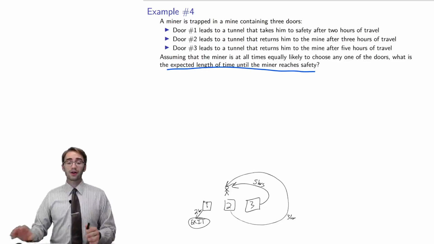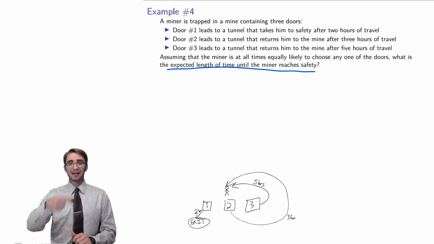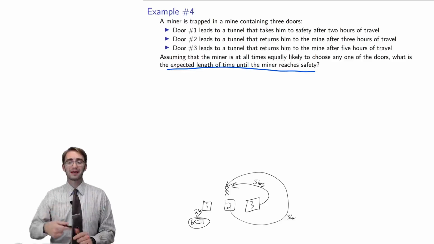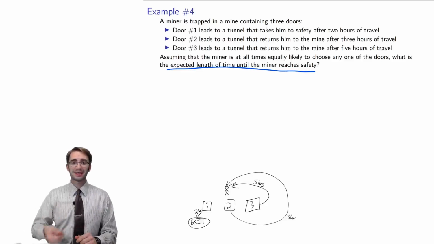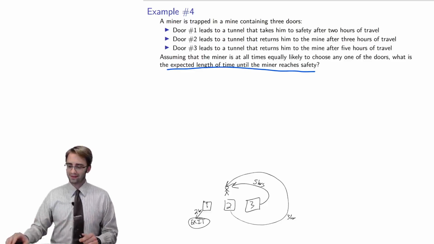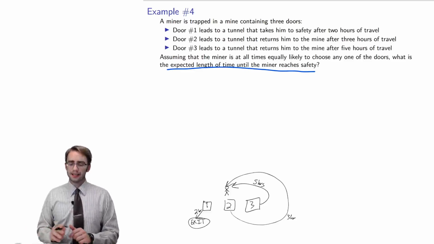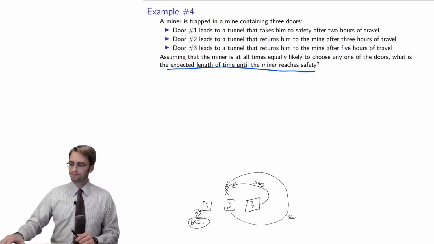Well, this is a very hard question because we don't know how many times the miner is going to be stuck in this loop. The expected number of times depends on how many times he circles back through doors 2 and 3. And so this sounds like a hard question, and it kind of is, although we're going to show how to work through that using this law of iterated expectation, which is kind of neat. So we'll work through it like this.